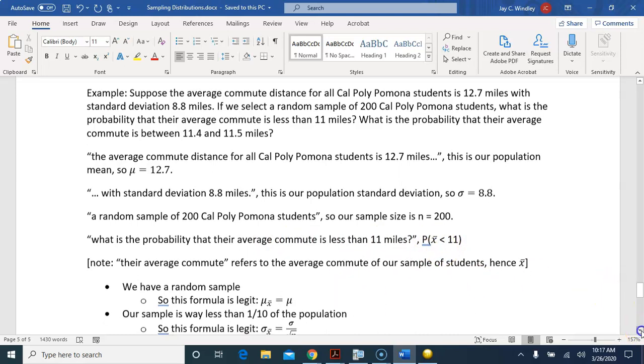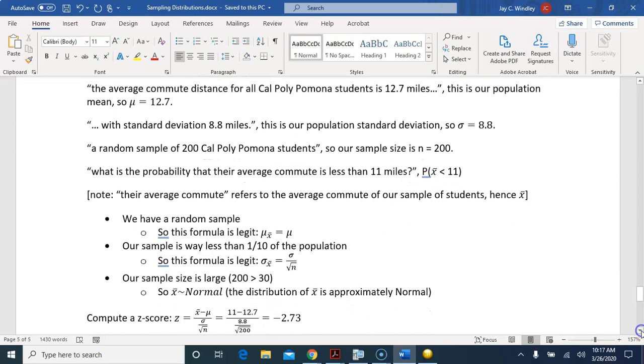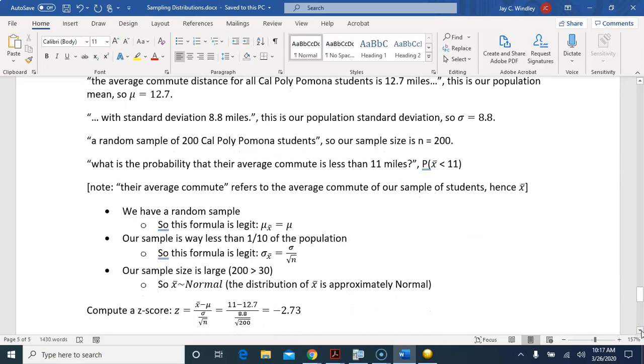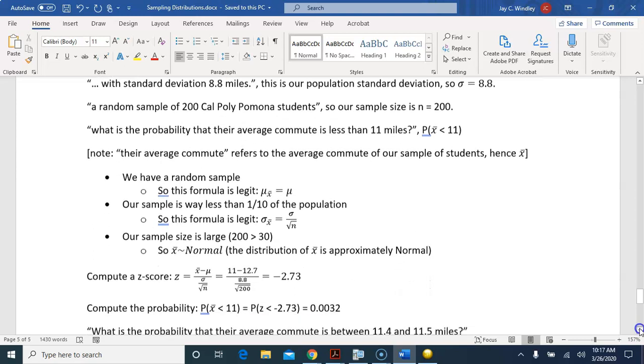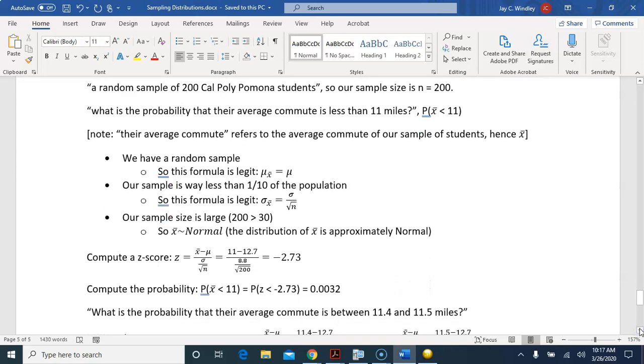So checking the three things that we need to have in place from earlier, we have a random sample, therefore the mean of the x bars is the population mean. The sample is way less than 1/10 of the population. Our sample is 200, and there are 25,000 Cal Poly Pomona students. So therefore the standard deviation of the x bars is the standard deviation of the population divided by radical n. And since our sample size is large, meaning greater than 30, the x bars are approximately normally distributed.